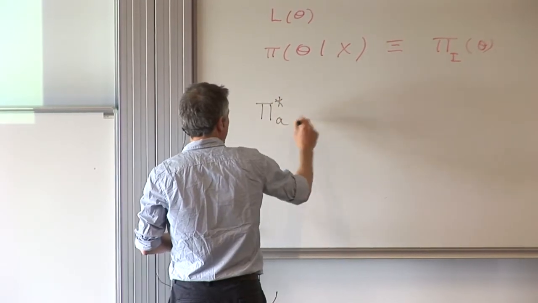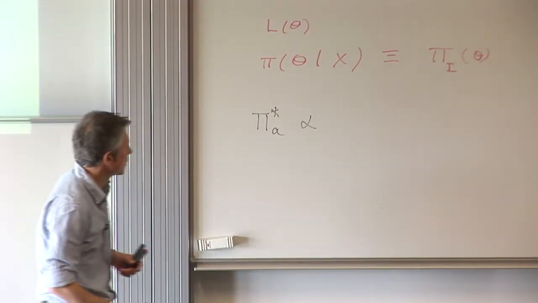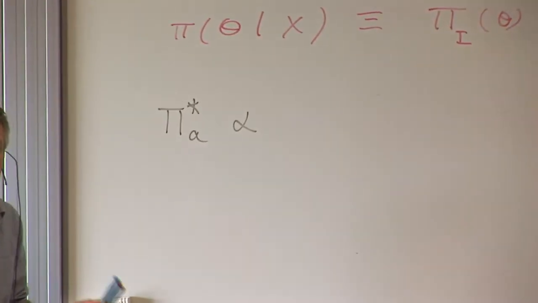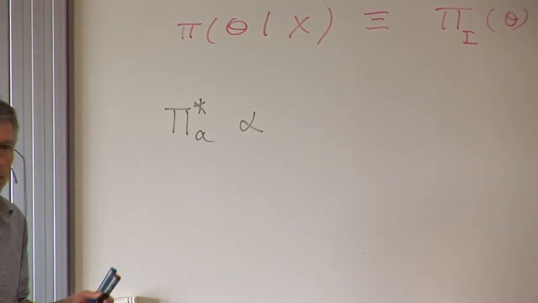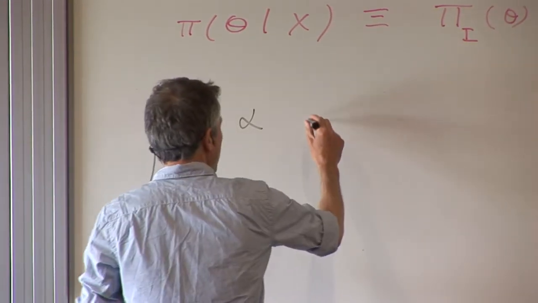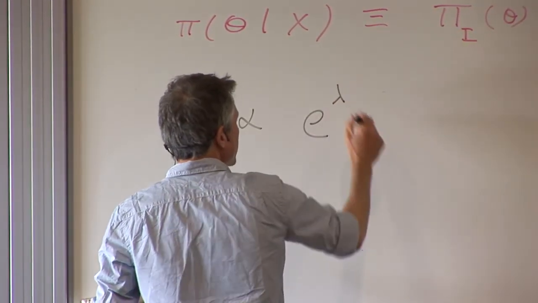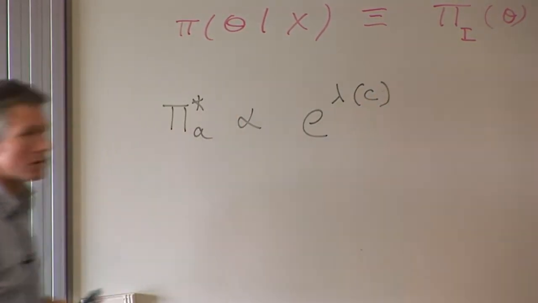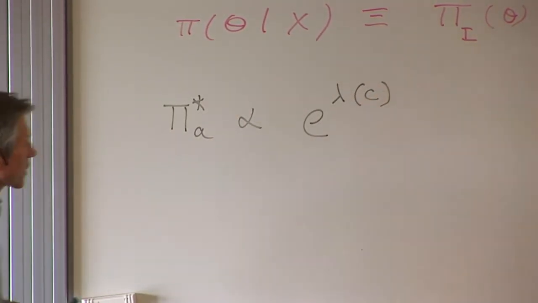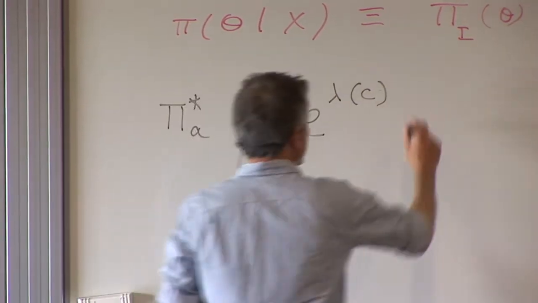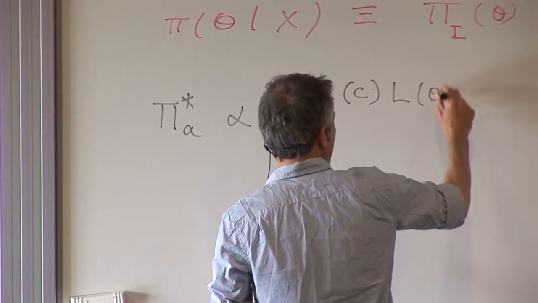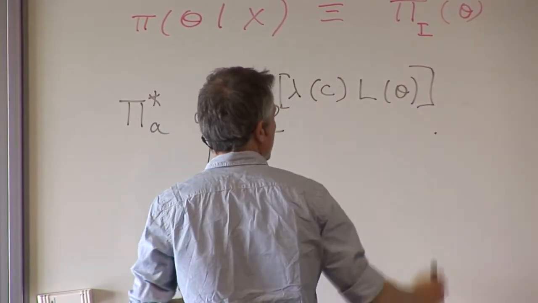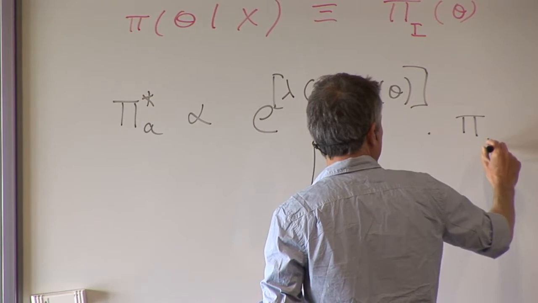Pi star A is proportional to an exponentially tilted distribution function. We're going to take E to the lambda, and I'm going to put lambda as a function of C here to make it more explicit, times the loss function of theta, all exponentiated, times your original model.